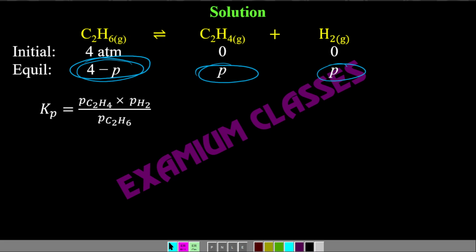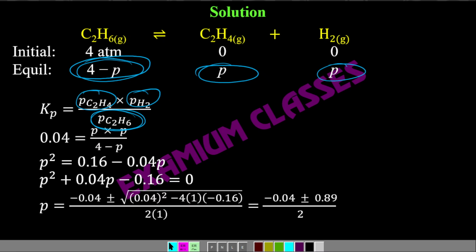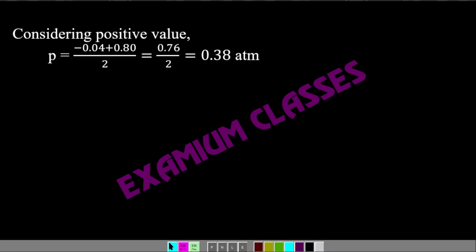With these values you can write Kp for this reaction. Substitute the values. Kp will be the partial pressure of products raised to their stoichiometric coefficients divided by the partial pressure of reactant. When you substitute these values, you will get a quadratic equation in P, which you can solve. You will take only the positive value. Partial pressure cannot be negative. So it will give you 0.38 atm. You will neglect the negative value.